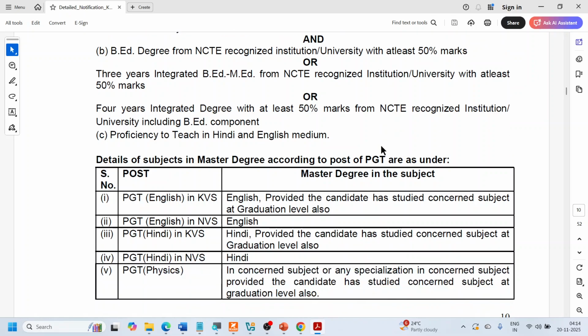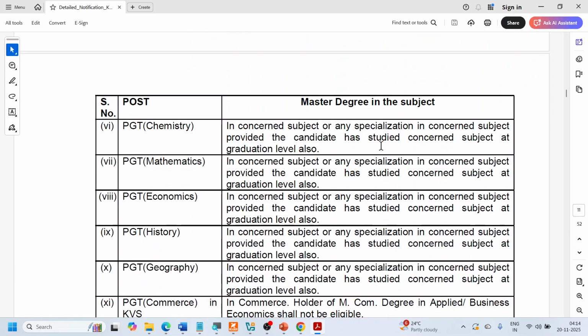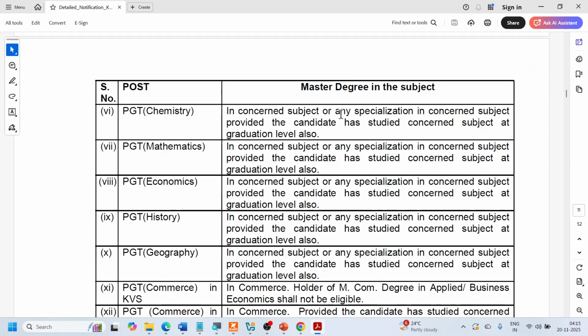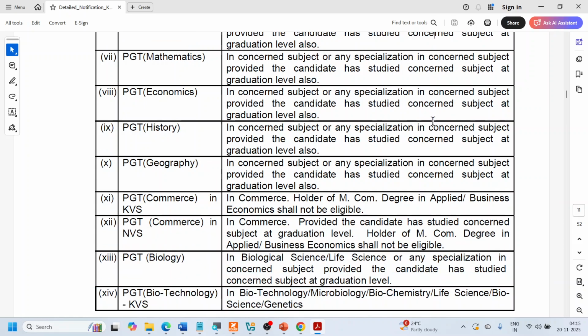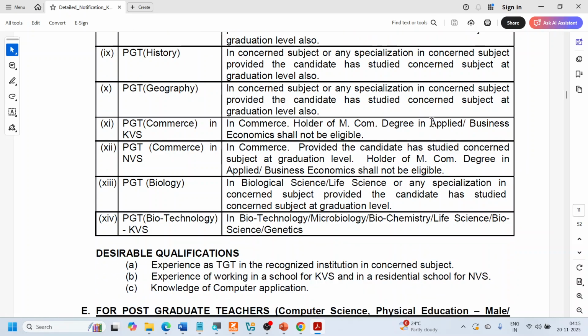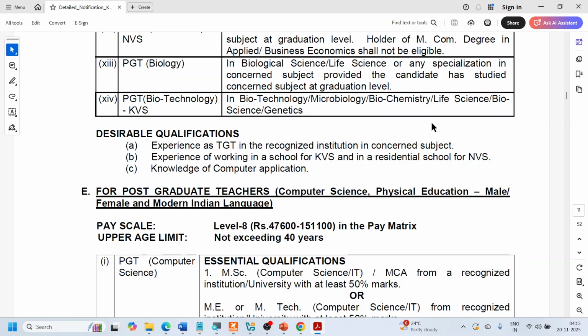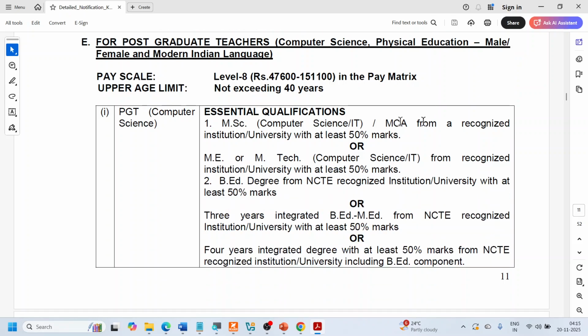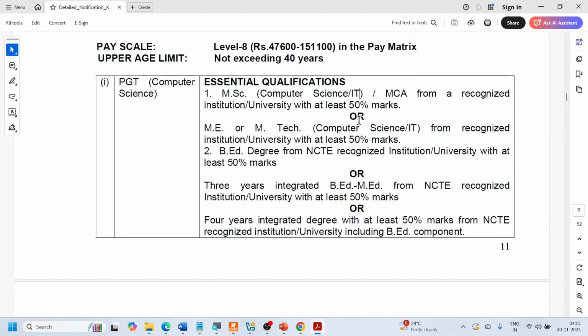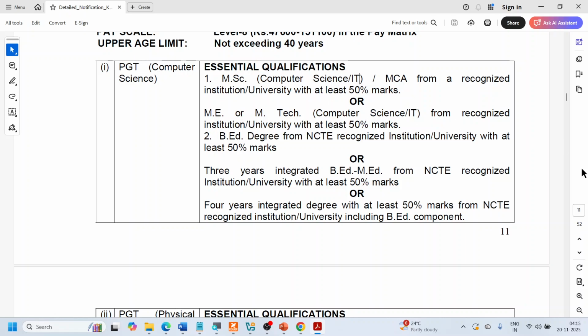Now coming to the computer science post, what is the minimum requirement? If you are applying for chemistry, you must have any specialization in chemistry for your post graduation. For mathematics, any specialization will also work. Again, needless to say, for physics it is the same thing. Now coming to computer science, what are the things you must have? You must either have MSc in computer science or IT, MCA from a recognized university, or you can have ME or MTech from a recognized university. This is the first part, so be careful with that.